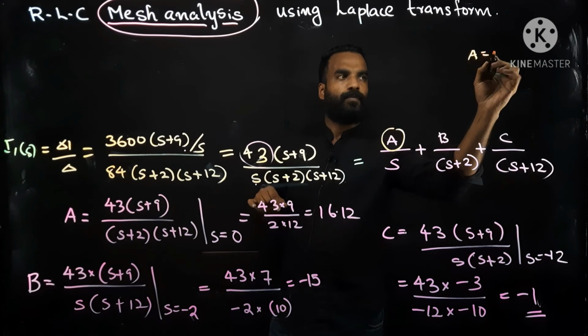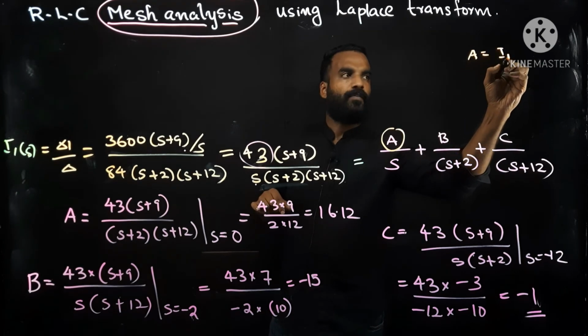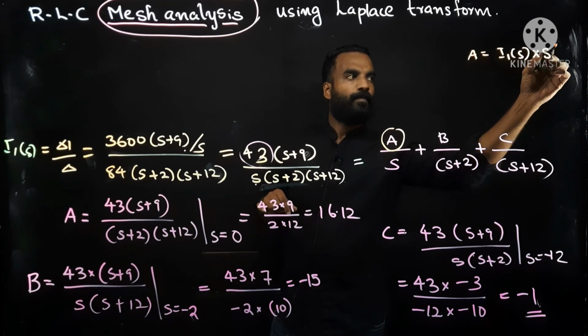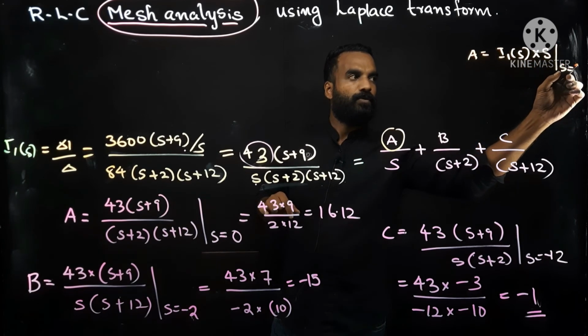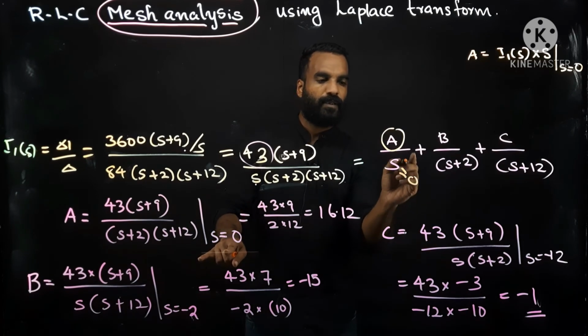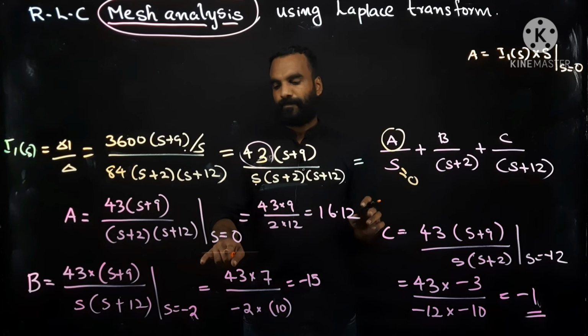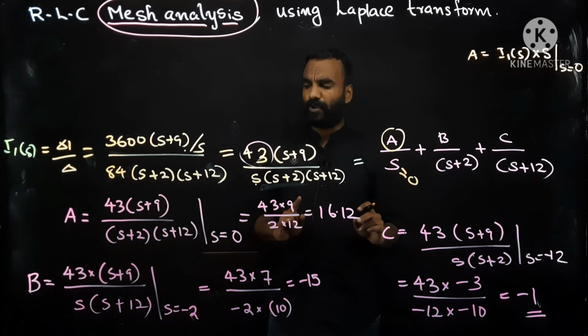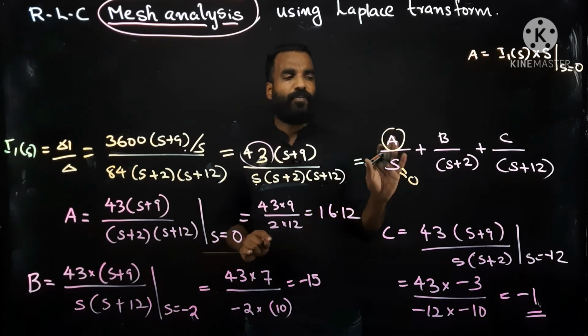A is equal to I1 of s into s, but with s equal to 0. From where did I get s equal to 0? From the denominator of A. So it will become 43 into 9 by 2 into 12, which is 16.12. That is the value of A.